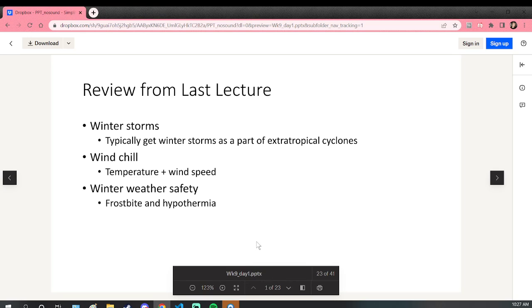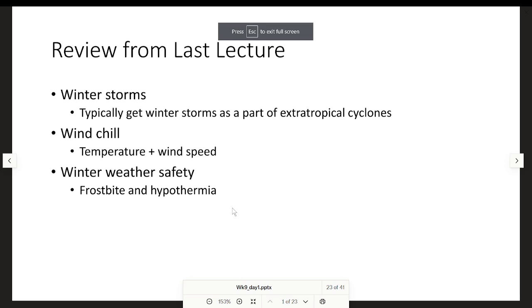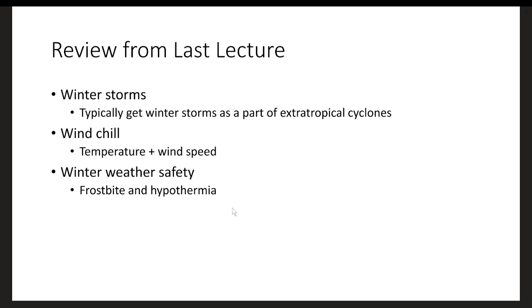All right. Now that we've done the brief forecast, let's do a review of last lecture. So if you remember what we talked about last time, we talked about winter storms. And we talked about how those extratropical cyclones that form from the troughs are what brings in winter storms as well. We talked a bit about wind chill, and wind chill is just the temperature and the wind speed combined. So the wind speed is an important factor because it evaporates the water off of your body and it cools you off much faster. And then we talked a bit about winter weather safety, frostbite and hypothermia, and ways you can mitigate that.